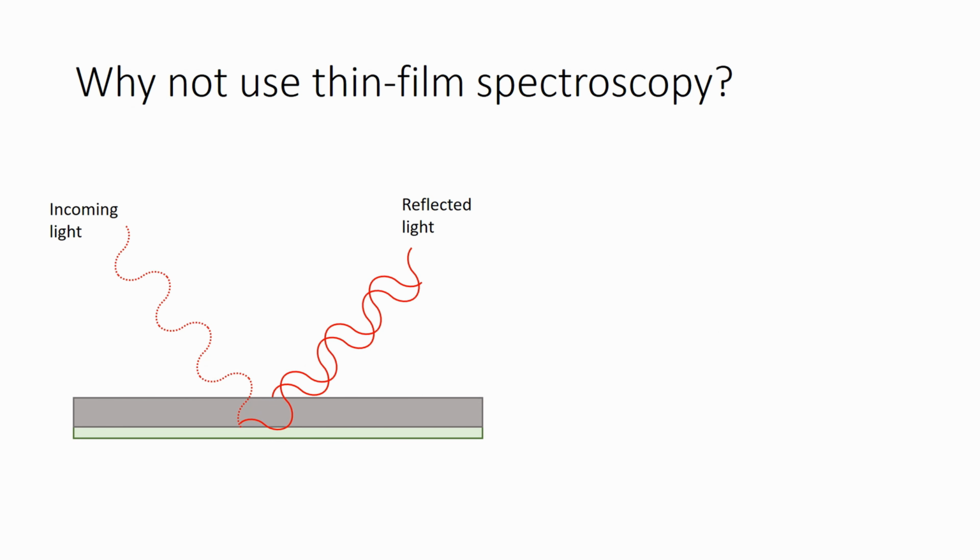I mentioned earlier that I would not be using the more common method of thin film spectroscopy. Thin film spectroscopy works by shining a light on a sample and measuring the phase shift of the reflected light. There are two reasons I didn't use this method.